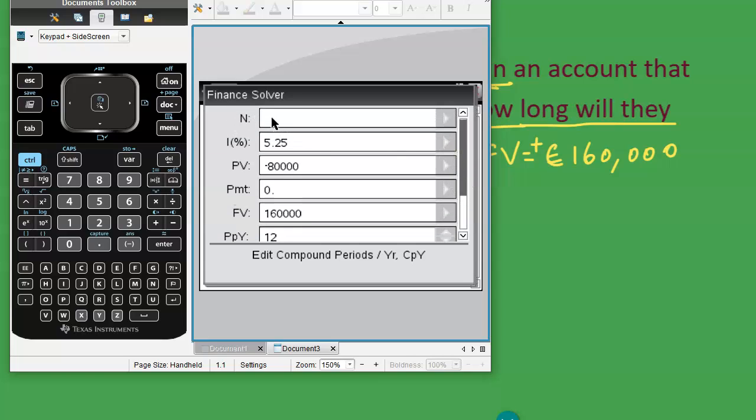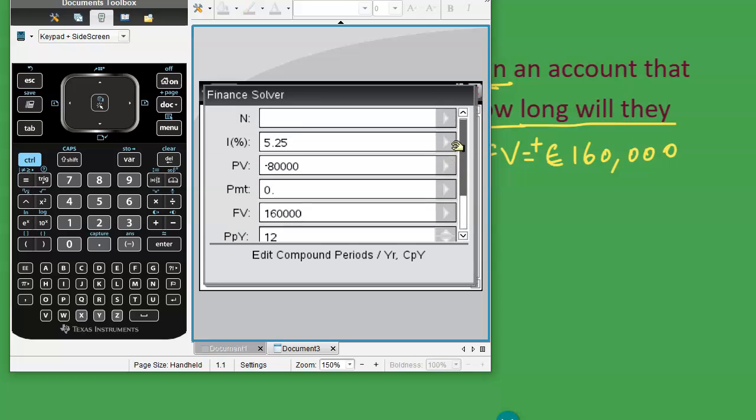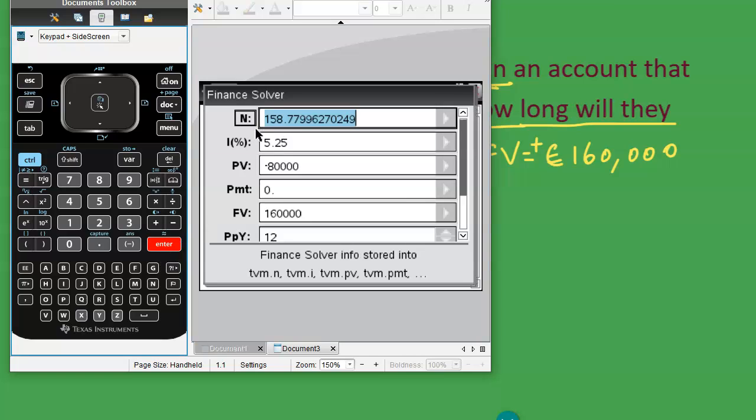And now we have to get this value of N. Obviously, this will be in months, because we have taken payment per year as 12 and compounded period per year as 12. So the value that we get for N will be in months. How am I getting the value? I am clicking on this enter key. So 158.8, that is roughly 159 months I can take.